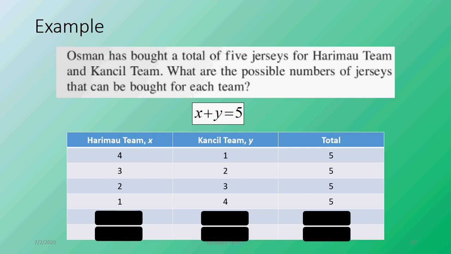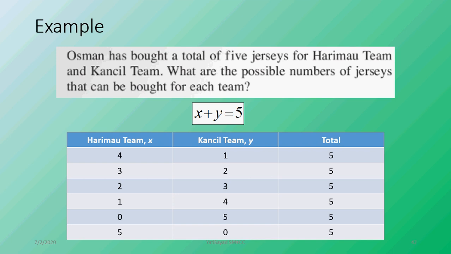But do you notice that we can also get a total number of 5 if we add 0 with 5 or 5 with 0? 0 here means 0 jerseys for the Harimau team with 5 jerseys for the Kancil team, or 5 jerseys for the Harimau team with 0 jerseys for the Kancil team. Is this possible? In this case, they are not possible answers. They are not a possible pair of answers.